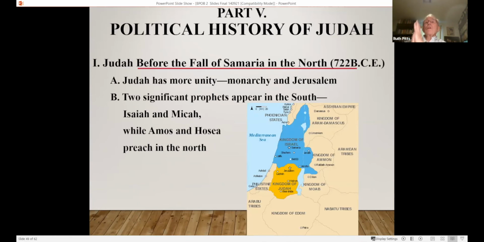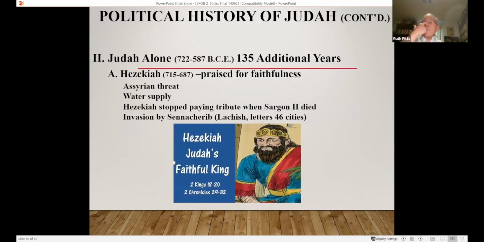Judah, before the fall of the north, there are significant prophets here. We'll move on. Well, let me show you the map. You see Judah here. The blue is all gone now. That's the 10 northern tribes. The Assyrians have wiped them out. Okay. Well, before the fall, sorry, that's still there. But after 722, that's what's gone. Okay, next one. Judah alone, we have Hezekiah ruling.